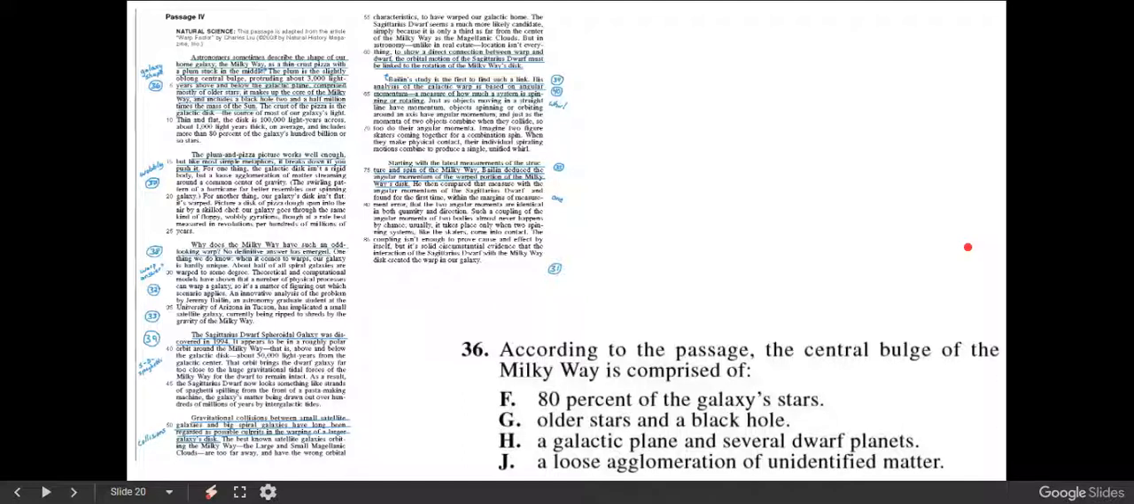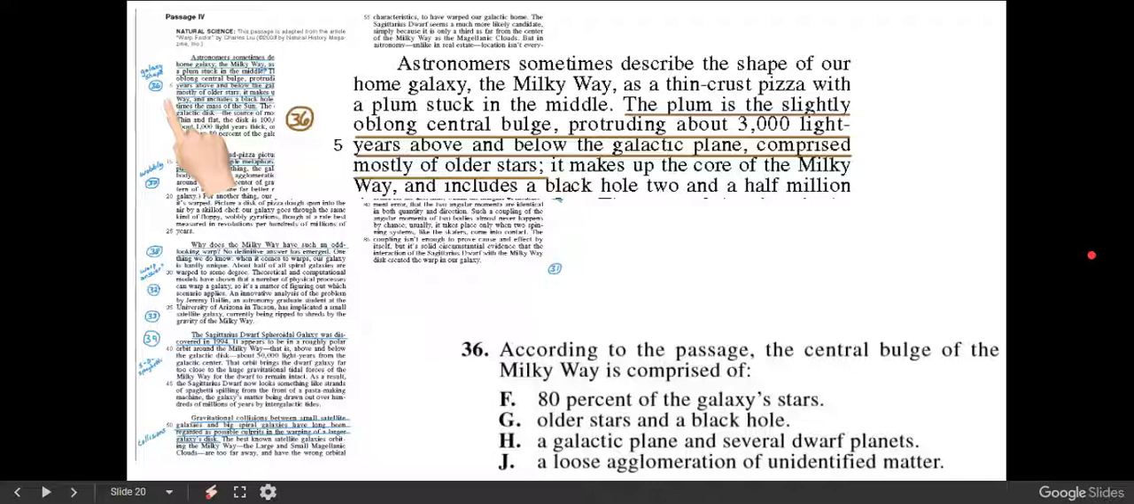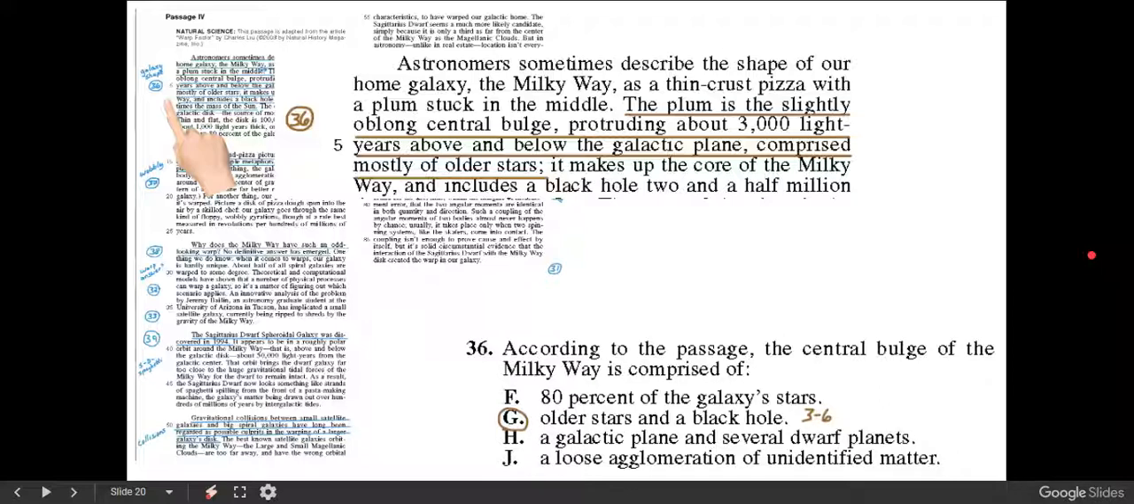So we're going to go to the questions. According to the passage, the central bulge of the Milky Way is comprised of. So we map this question up first, right? And it says, the plum is a slightly oblong central bulge protruding about 3,000 light years above and below the galactic plane, comprised mostly of older stars. So older stars and a black hole. Has the black hole on there as well.